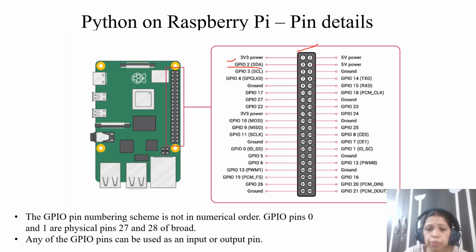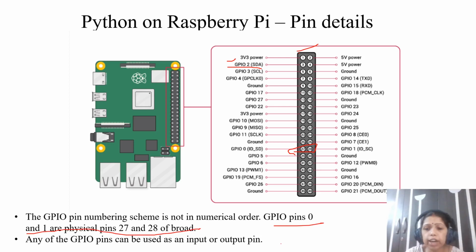Suppose the GPIO pin 0 and 1, these are pin number 27 and 28 of the board. Okay, GPIO pin number 27 and 28 you can see here. In this way you can mention. So here you can say GPIO pin number 1 is pin number 28, and GPIO pin number 0 is pin number 27. Okay, these two are mentioned here.